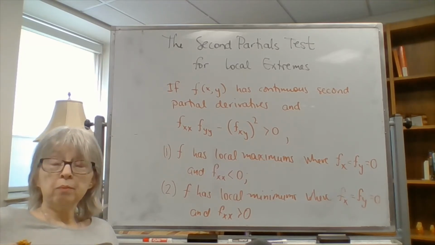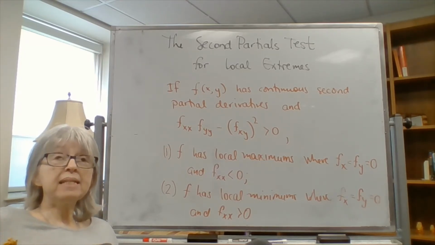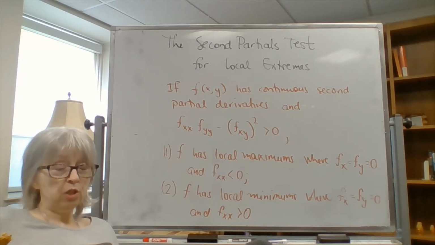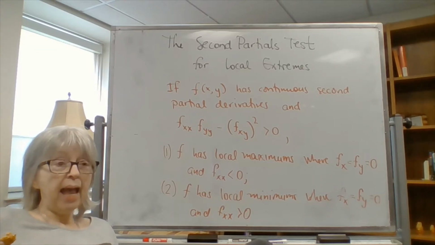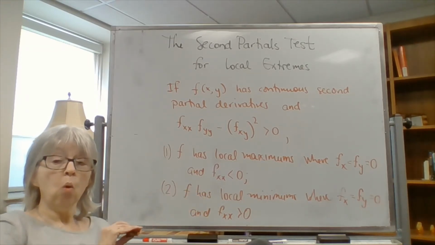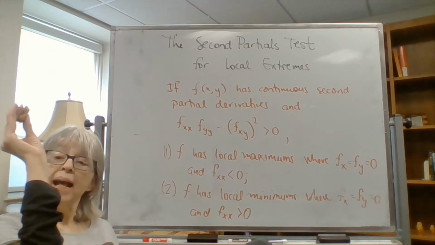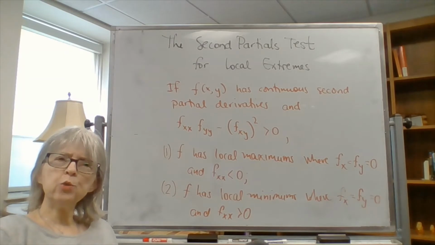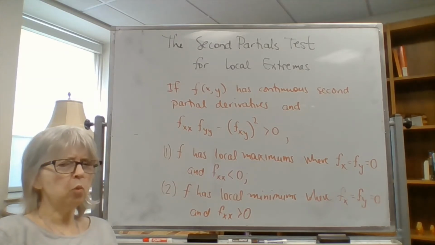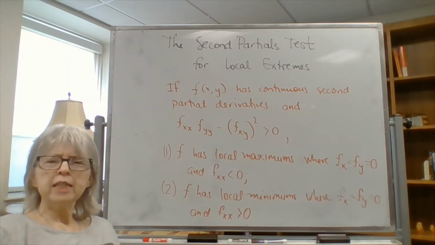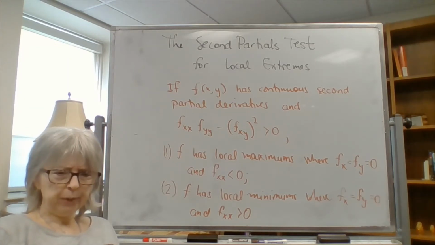Critical values are what you call the places in Calc 1 where a single variable function has a horizontal tangent line or points in its domain where it has a vertical tangent line. When we move into 3D, it's a little more complicated. I need more tangentness going on here.